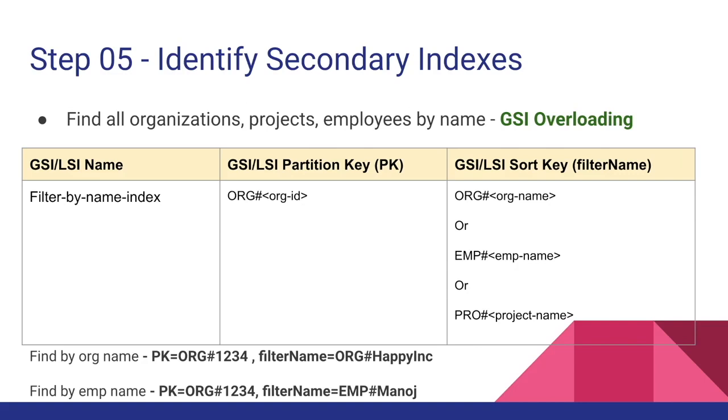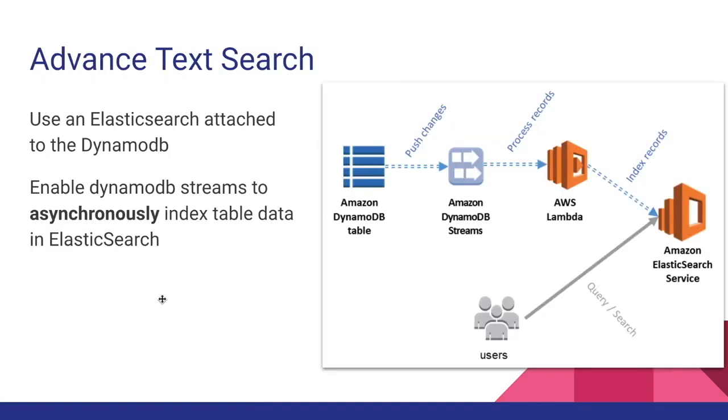Now guys, if you have a lot of text queries like this, finding by name, age, and so many text queries, then there's a better approach. So here we are basically using an Elasticsearch cluster. So what we'll do is we'll enable DynamoDB streams so that anytime we insert, delete or update a record, DynamoDB will trigger a stream and I will use a Lambda function to intercept that stream data, identify the operation, whether it's create, delete, update, and then index that data item in the Elasticsearch cluster or Elasticsearch service.